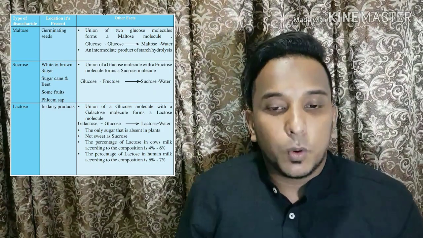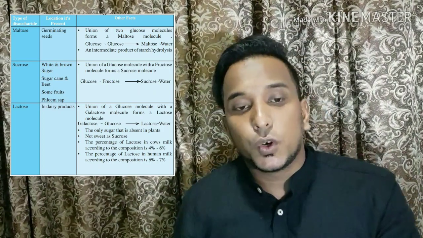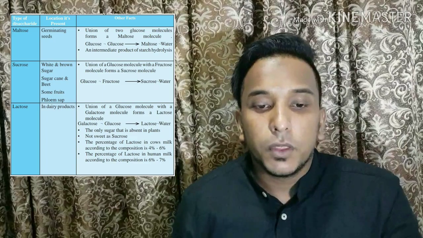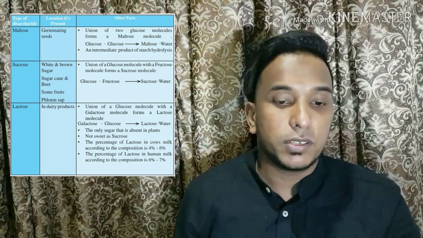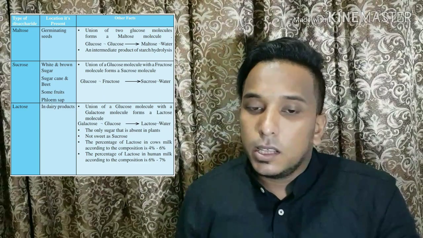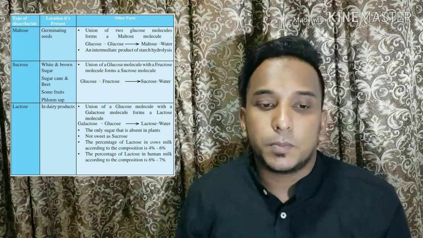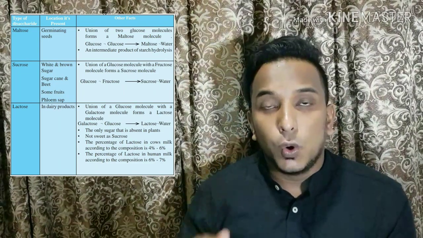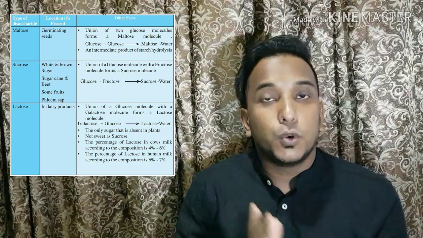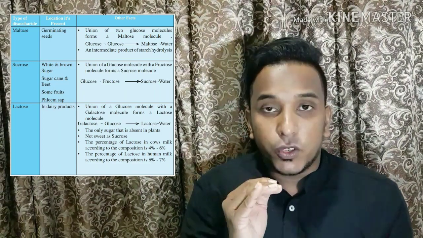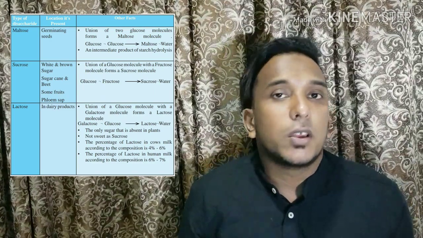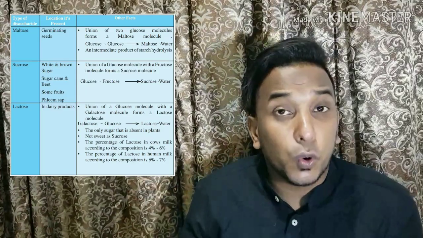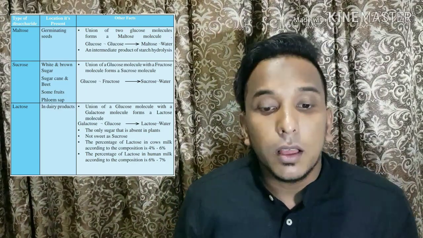Next, let's move on to sucrose. Sucrose is the second example of a disaccharide, and it is present in white and brown sugar, sugar cane and beet, some fruits and phloem sap. Let's see what makes up sucrose: glucose and fructose. The earlier maltose was made up of a combination of two glucose molecules, but sucrose is made up of a combination of one glucose molecule with a fructose molecule, resulting in sucrose as the main product and water as the byproduct.